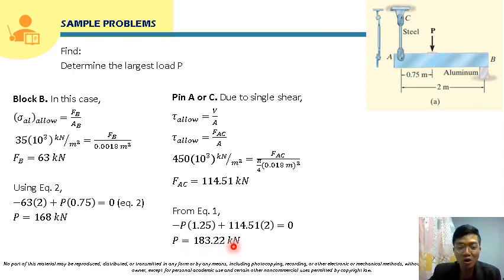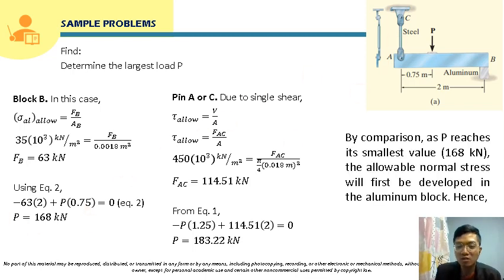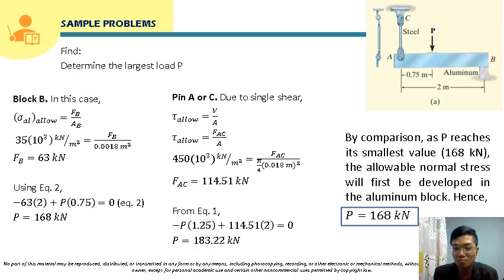Instead, we are going to use the smallest P here, which is 168 kilonewton. This is also smaller than the load P that we computed using the allowable stress for the steel rod. So we are going to use 168 kilonewton, and this will be the answer. By comparison, as P reaches its smallest value, the allowable normal stress will first be developed in the aluminum block. Hence, the value of P here will be 168 kilonewton.